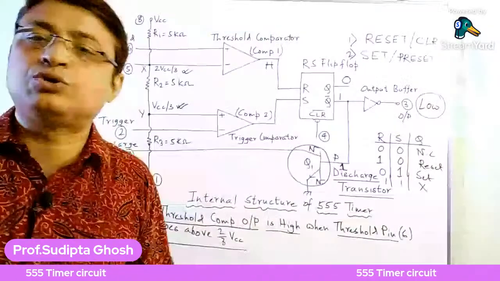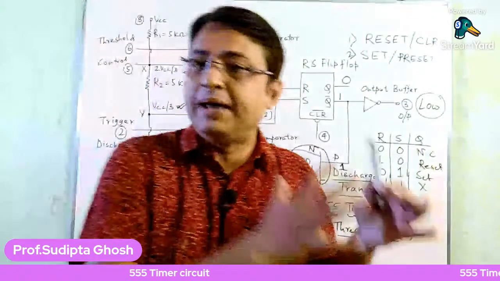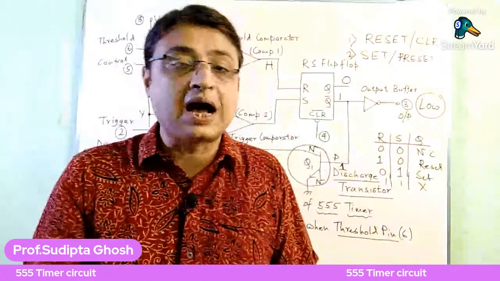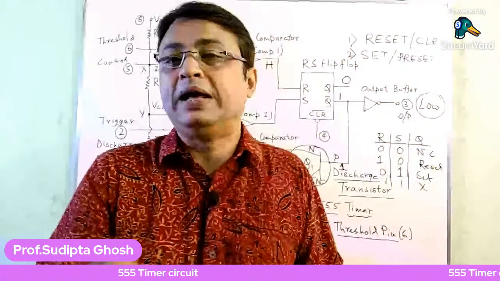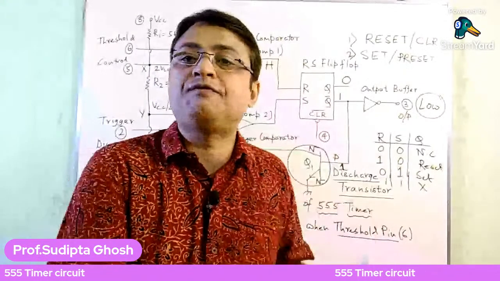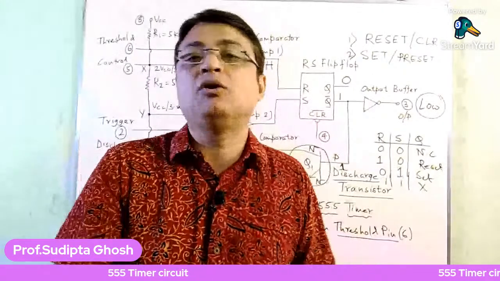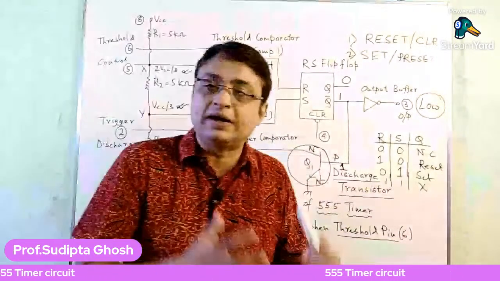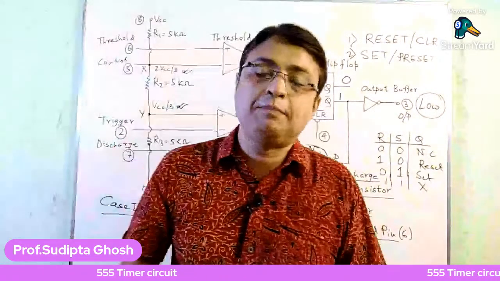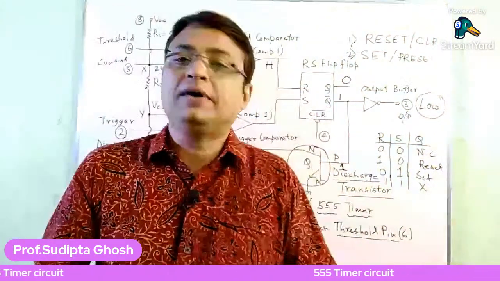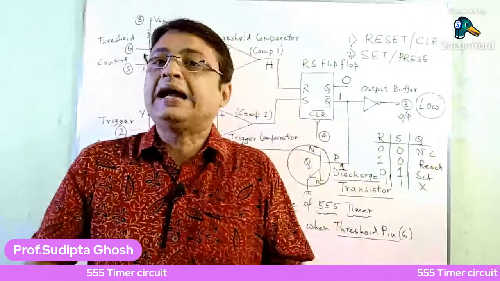Can you tell me, if the base of an NPN transistor goes high, in which particular state of operation the transistor will be? I am repeating the question. What are the different states of operation in a transistor? There are three different states of operation: the active state, the saturation, and the cutoff state.